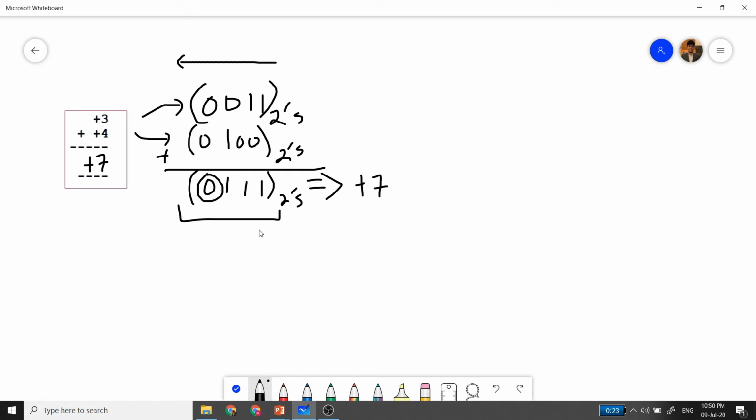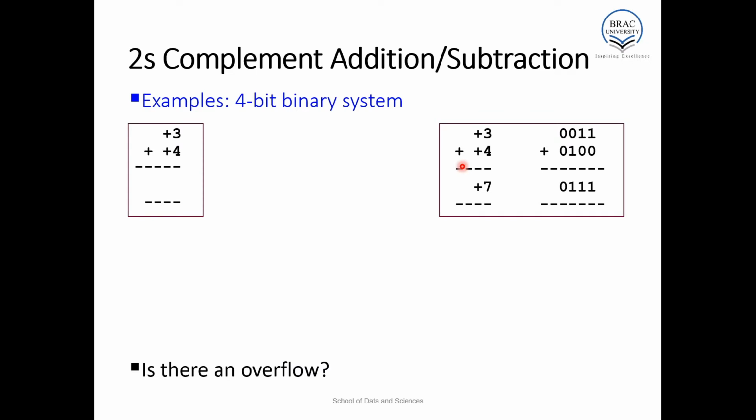The second way with which I can understand whether there has been an overflow or not is through the range. The range of a 4-bit 2's complement number system is from -8 to +7. So as you can see, my +7 is in this range. So there is no overflow. Let's check the answer. It is correct and there is no overflow.